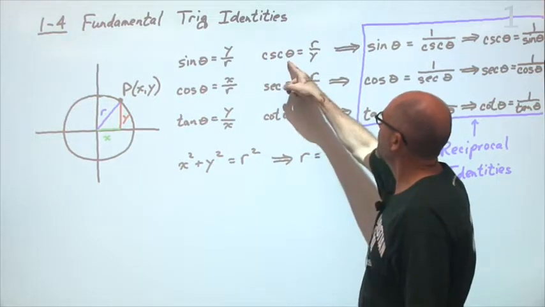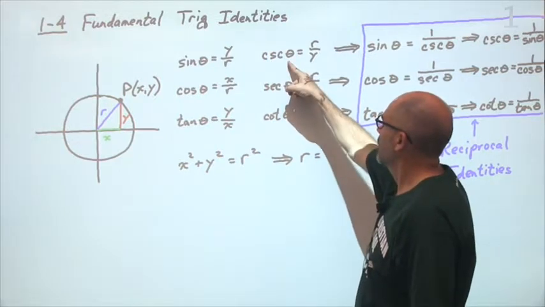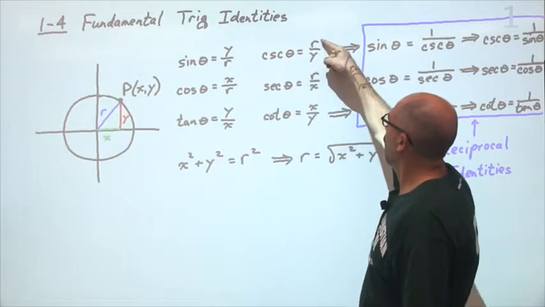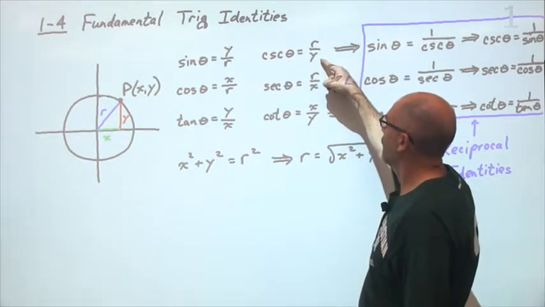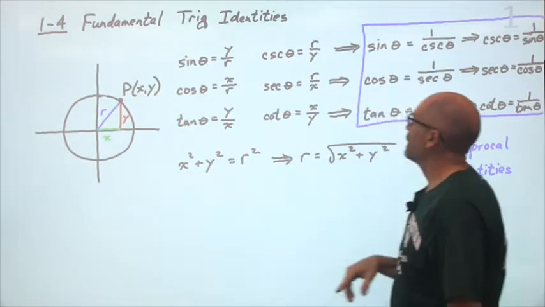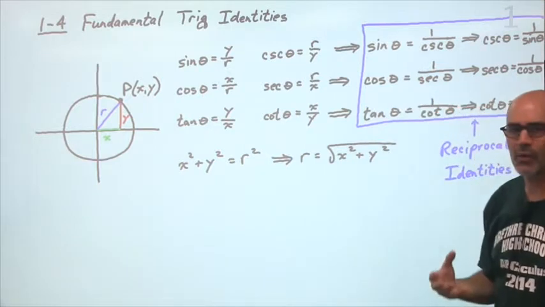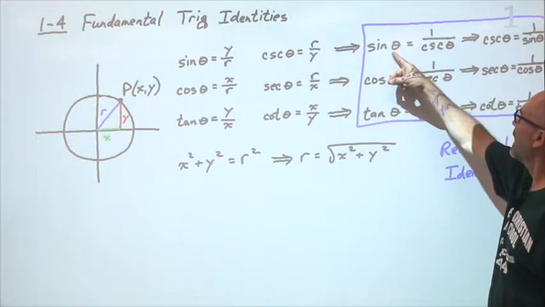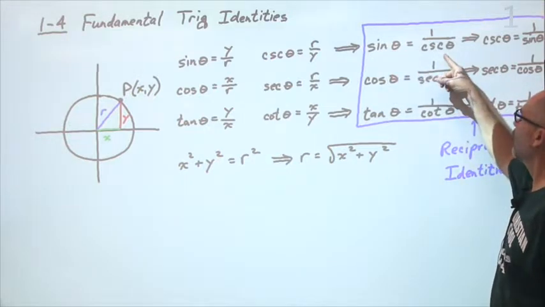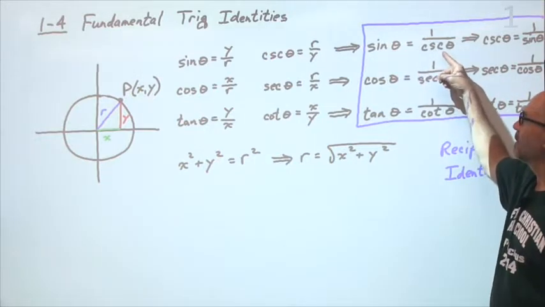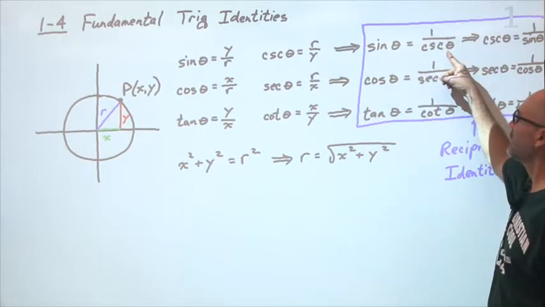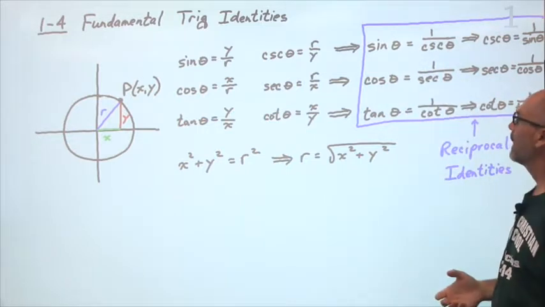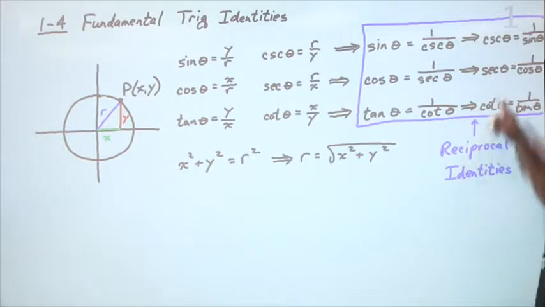Then cosecant of theta is the reciprocal of that, r over y. Now, that gives us our first reciprocal identity, and that basically says that sine theta equals 1 over cosecant theta. It's just saying that sine and cosecant are reciprocals. And likewise then, cosecant theta equals 1 over sine theta.